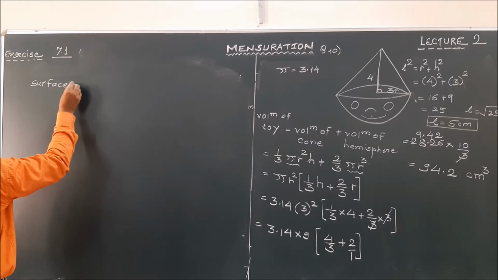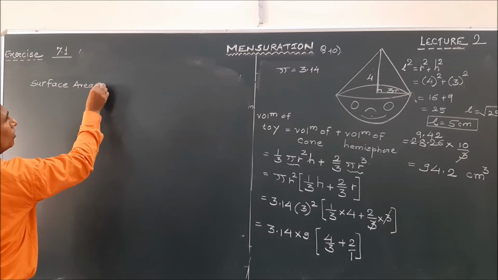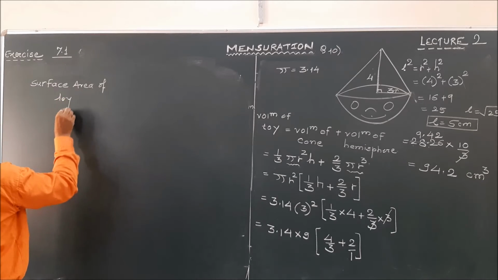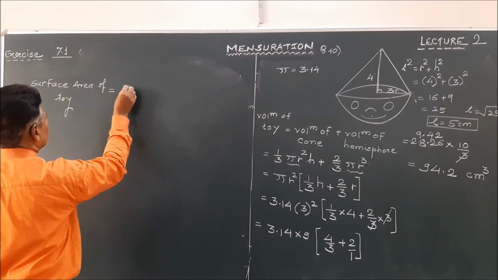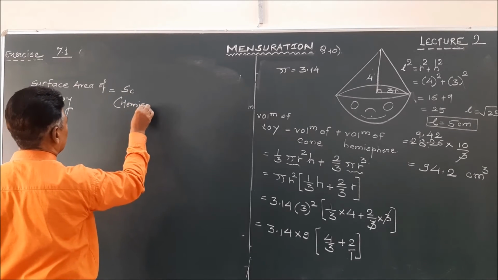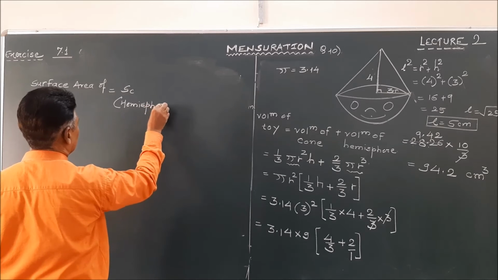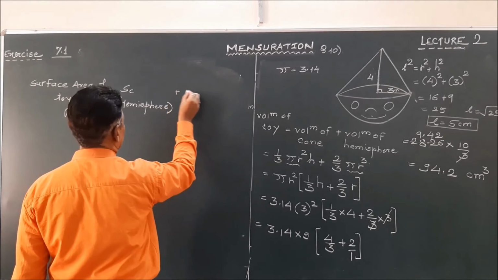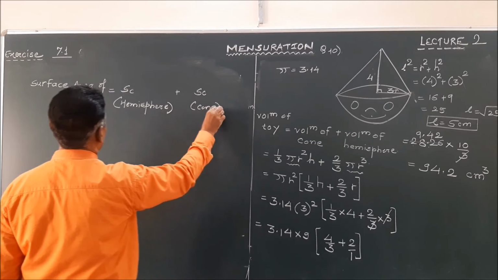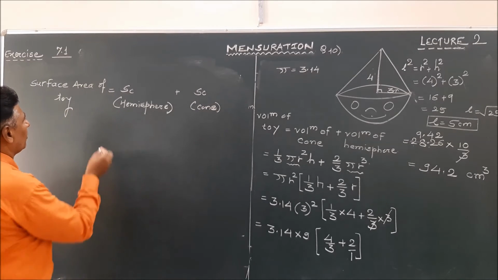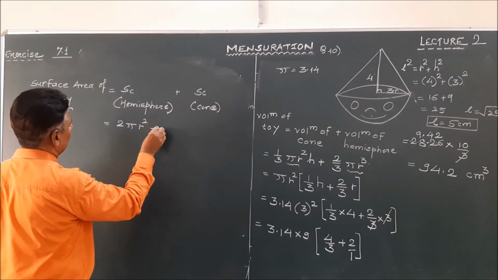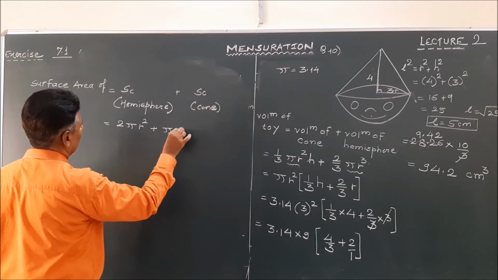Surface area of a toy is equal to the curved surface area of the hemisphere plus the curved surface area of the cone. Very important. Now the hemisphere, you must know the formula. That is 2 pi r square, and the cone is pi r l.